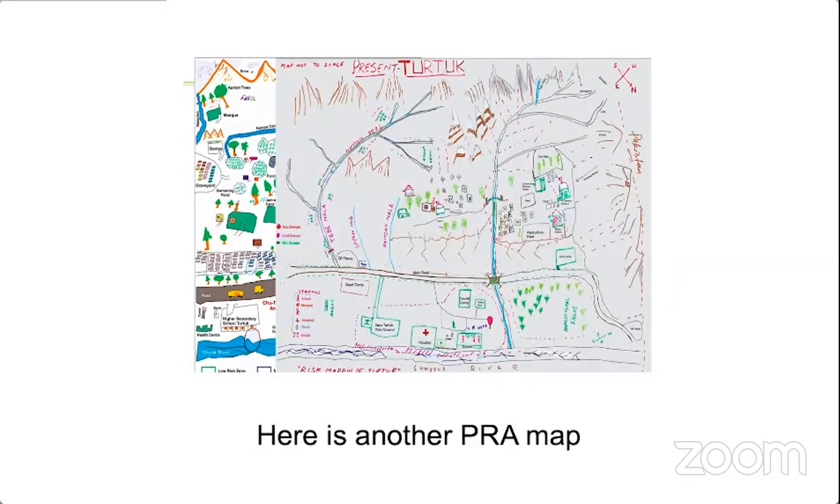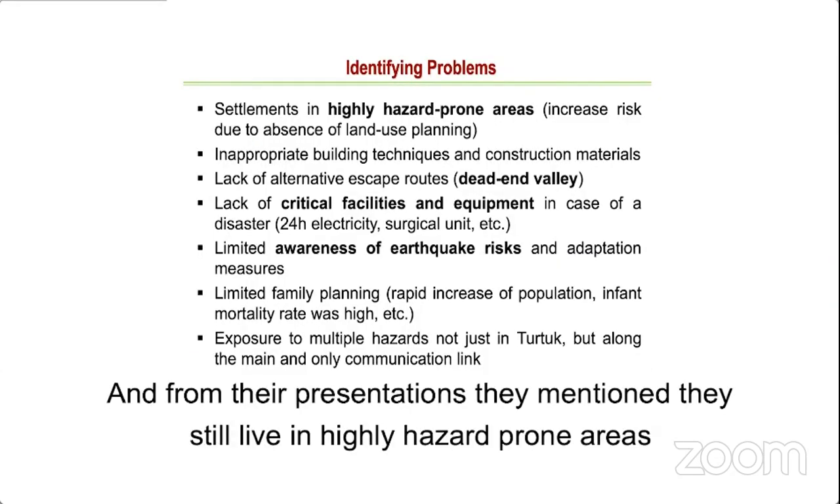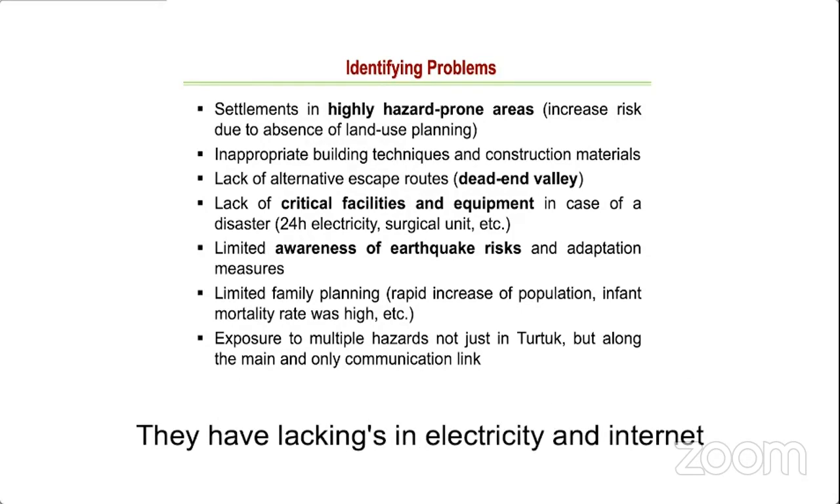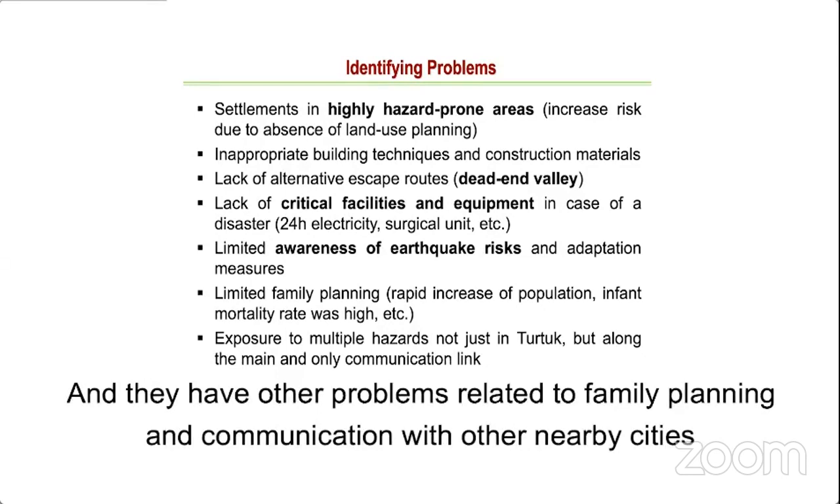There is another PRA map. This is a hazard map. From their presentations, they mentioned they still live in highly hazard-prone areas. They lack electricity and internet, and there is no surgical unit. There is less awareness of earthquake risk. And they have other problems related to family planning and communication with other nearby cities.